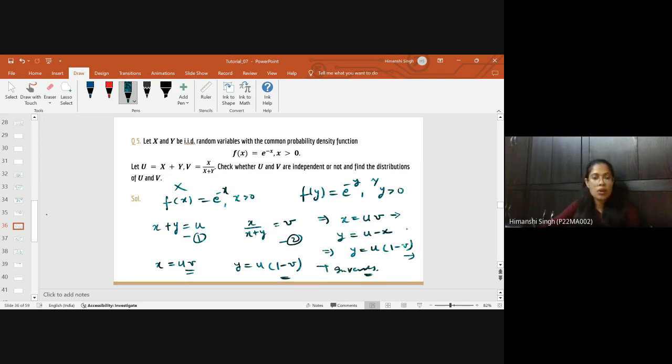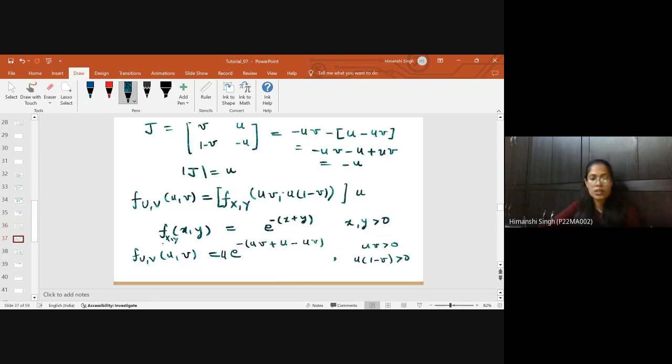Okay. Now, in order to find the joint density of U,V, I should first find the joint density of X and Y. Now, X and Y are independent random variables, so the joint density will be the product of the marginals. So here the joint density of X,Y is equal to e to the power minus x into e to the power minus y. So it will be e to the power minus (x plus y). So this is the joint density of this thing.